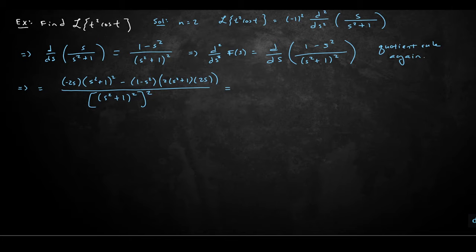So to simplify this, we're going to get negative 2s times s squared plus 1 squared, and let's see, minus 4s, minus 4s cubed times s squared plus 1, over s squared plus 1 to the 4.